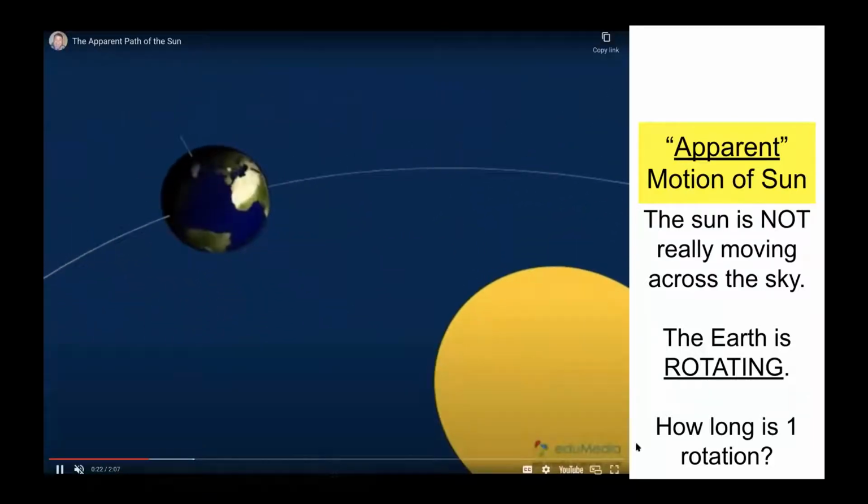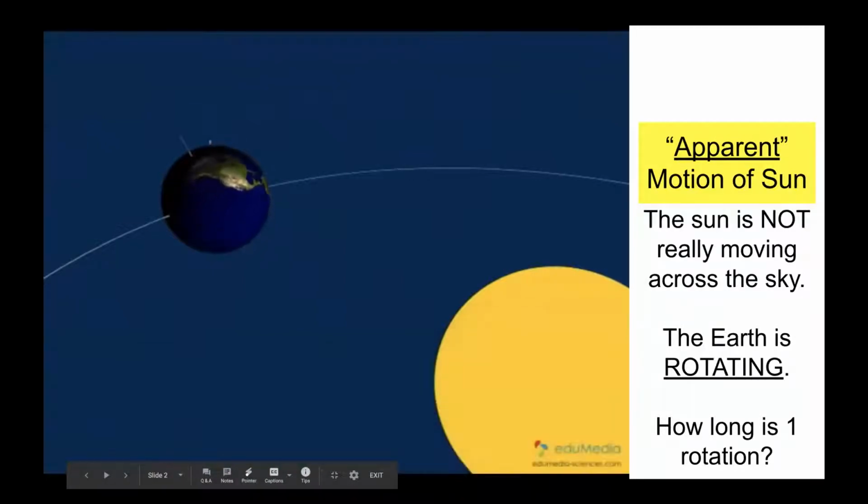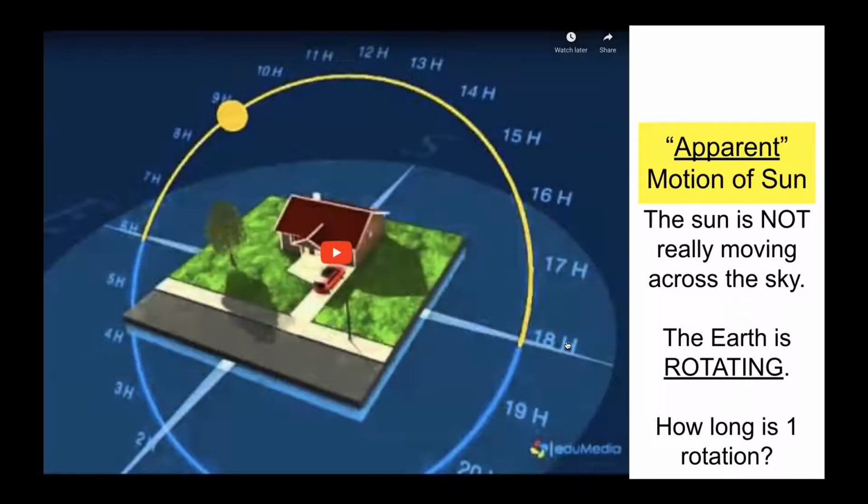And again, as you can see from the video, we know that it's not the sun that's moving. Instead, it's our own planet that is rotating or spinning around an axis, and that is what is giving the appearance that the sun is moving. And that's why we call it the apparent motion. It looks like the sun is moving, but it's really not.